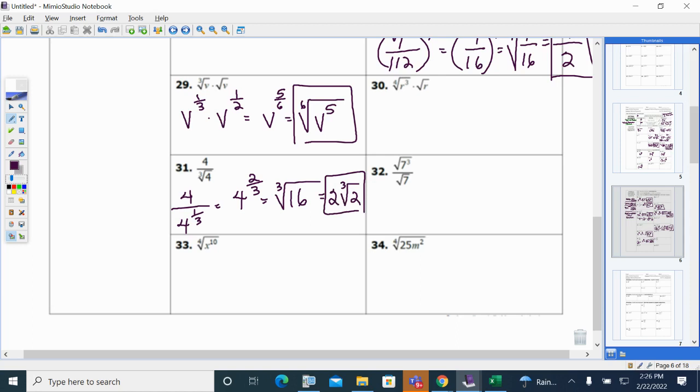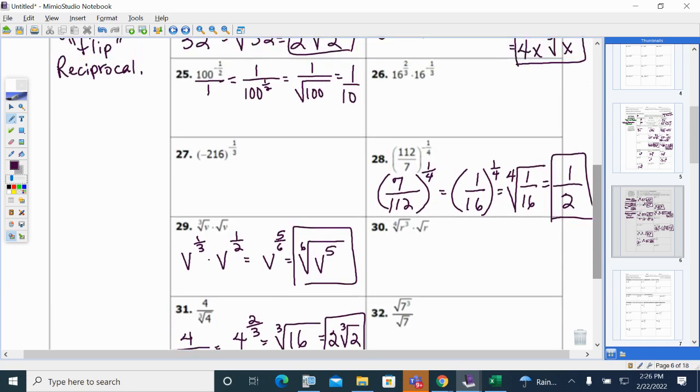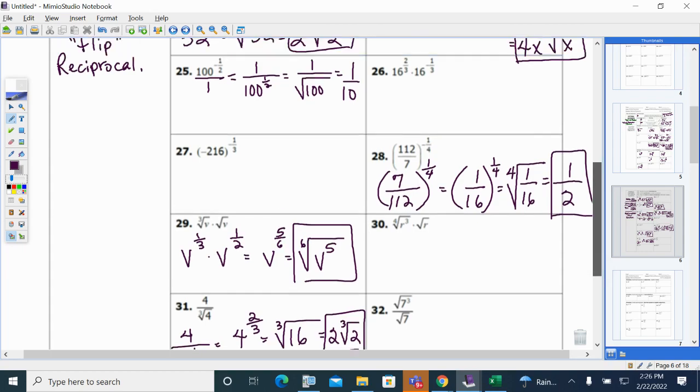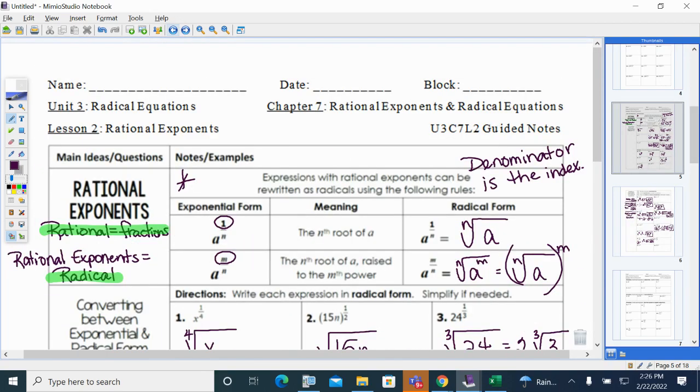And then, yeah, the rest of these we've done an example like. Again, when you're given radical form, change it to exponent form, deal with the rule, and then change it back to radical. So those are your notes for Chapter 7, lesson number 2 on rational exponents.